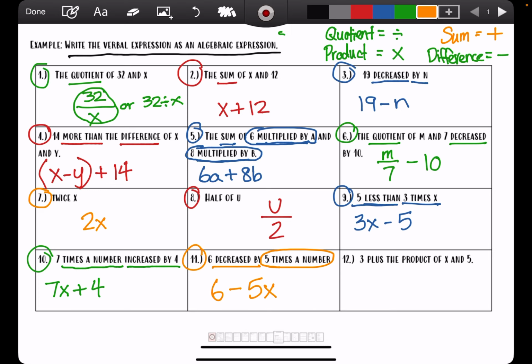Lastly, number twelve says 3 plus the product of x and 5. Product, if we look back up here in the top right, means multiply. So the product of x and 5 is 5x. And 3 plus that product is 3 plus 5x. So there's a bunch of examples. Hopefully that helps you better understand how to translate verbal expressions to algebraic or mathematical expressions.